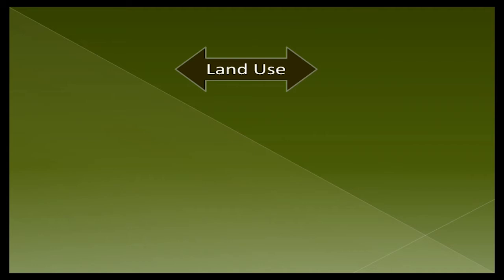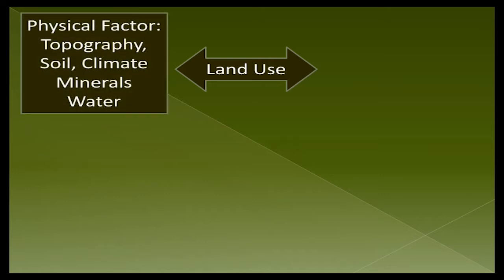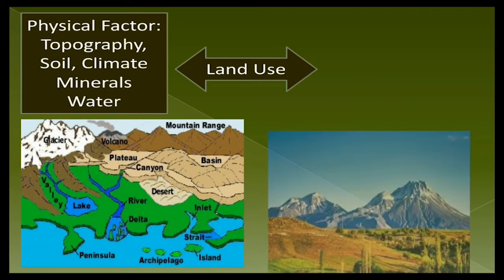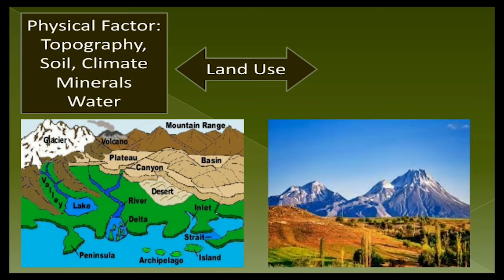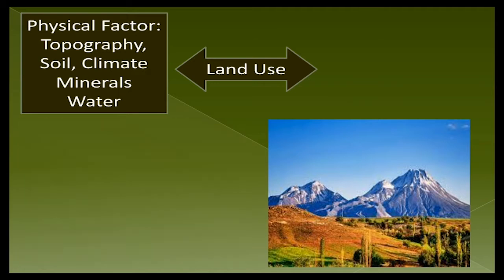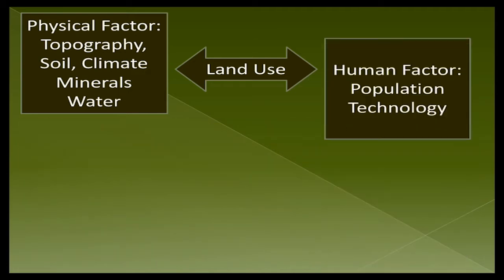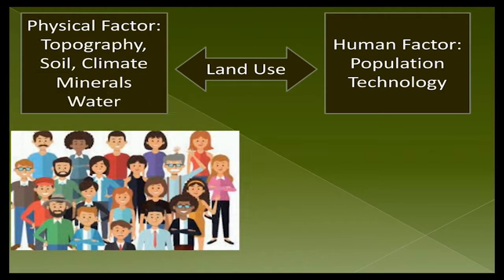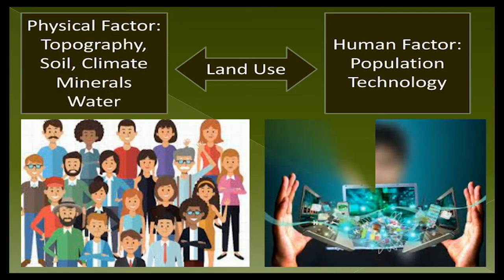The land use is also determined by two factors. The first one is the physical factor, for example, the topography, the type of soil, the climatic condition and the mineral availability, along with the availability of water. These all decide how the land can be used. When we talk about the human factor, it is population and technology which decide how the land can be used.